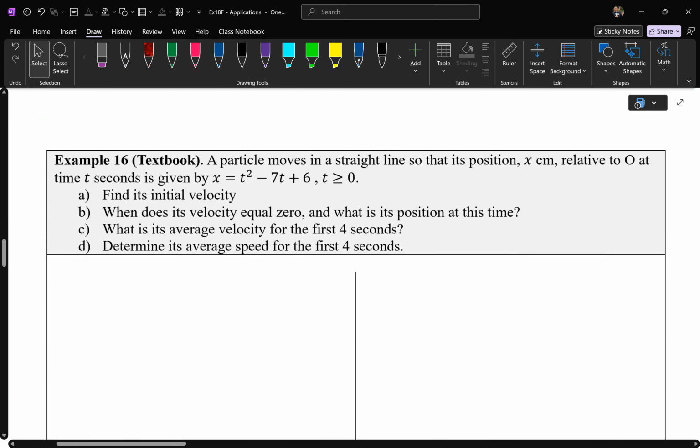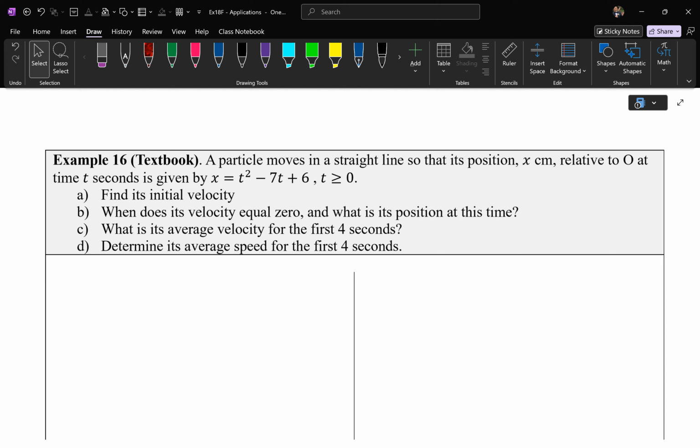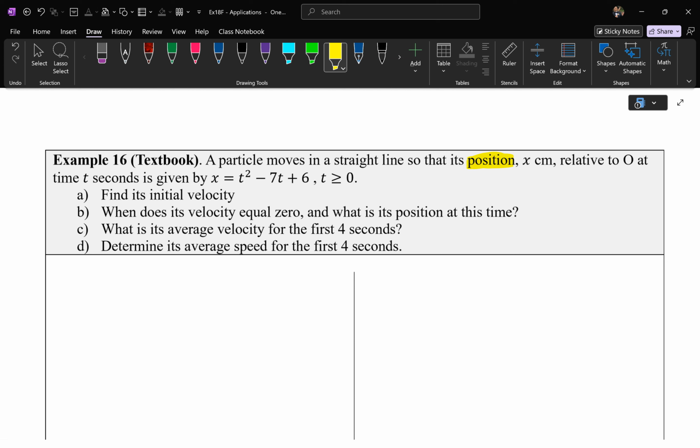Here we go. Example 16 in your textbook, we've got a particle. A particle moves in a straight line so that its position, so that's the keyword there. When you see the word position, you should start to think about the CAS. If you see that on a SAC or in problem solving, bring out your CAS, and then you should start from there. So here, we said x centimeters, so that's representing the position relative to O, which is the origin. This represents the origin, the starting point. At time t seconds it is given by, so they give you a formula. Here's your position equation where t is greater than or equal to 0.